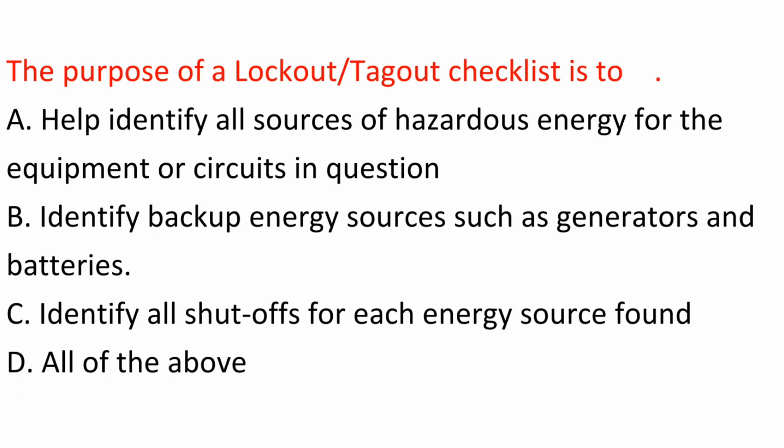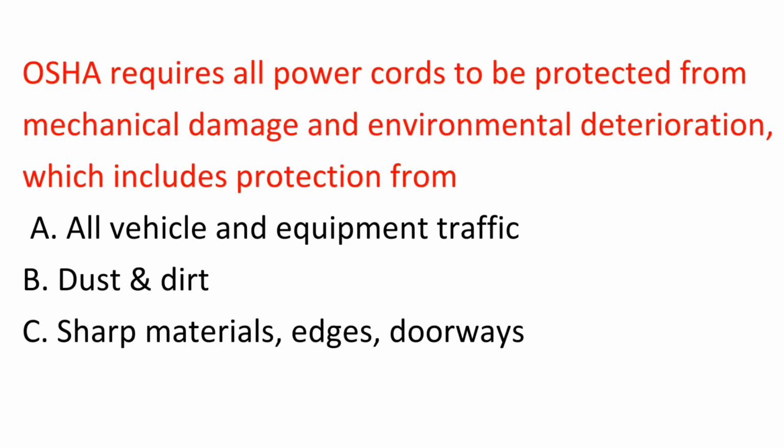Question. The purpose of a lockout, tagout checklist is to A. Help identify all sources of hazardous energy for the equipment or circuits in question. B. Identify backup energy sources such as generators and batteries. C. Identify all shutoffs for each energy source found. D. All of the above. Answer. D. All of the above.